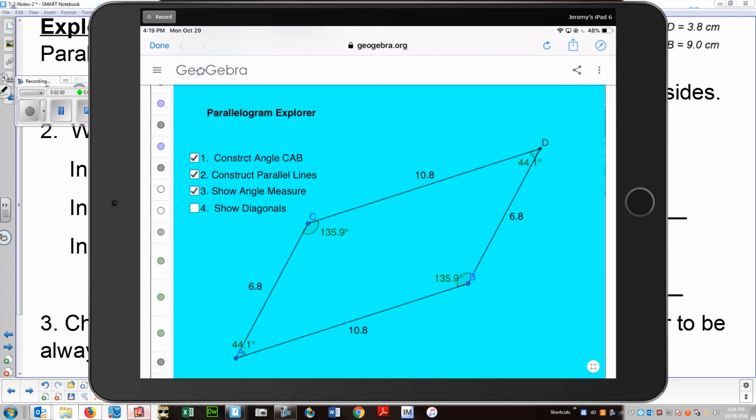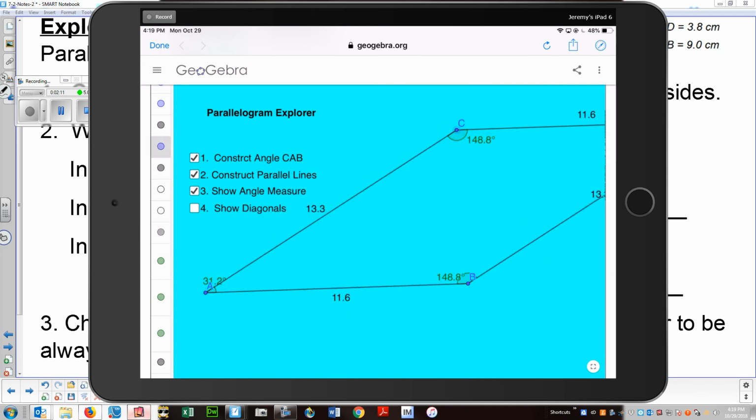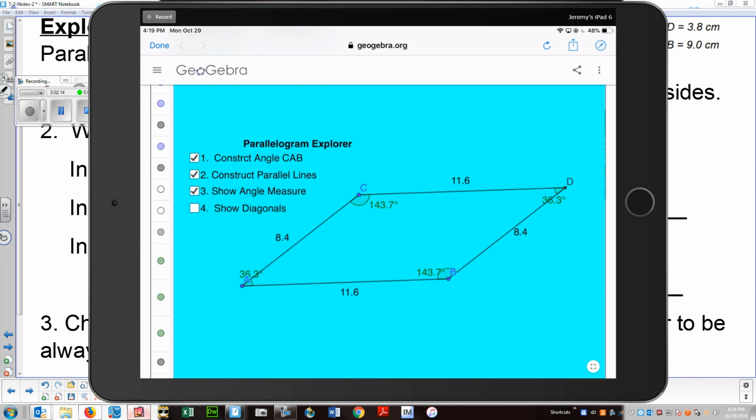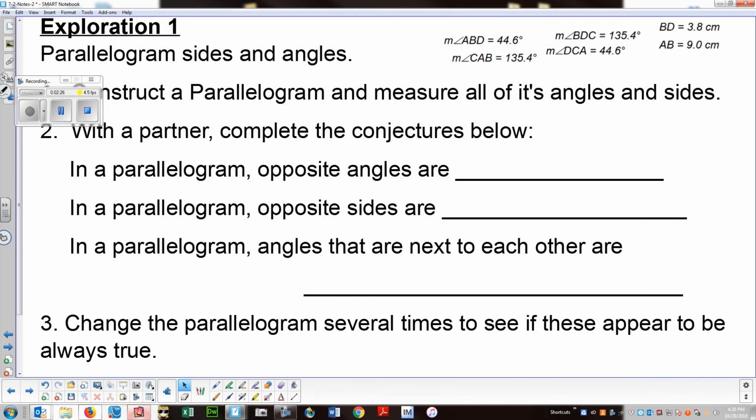Okay, so if we turn on the angles, look at the angle measurements. I got 103.4 to 103.4, 76 and 76. Interesting. And I got, let's see, this guy, 36.3, 36.3. Those are the same. Okay, it looks like opposite angles are always congruent. Do you see that? And that is true. Opposite angles are always going to be congruent. Don't worry about writing this down right now. We'll get this in a second.